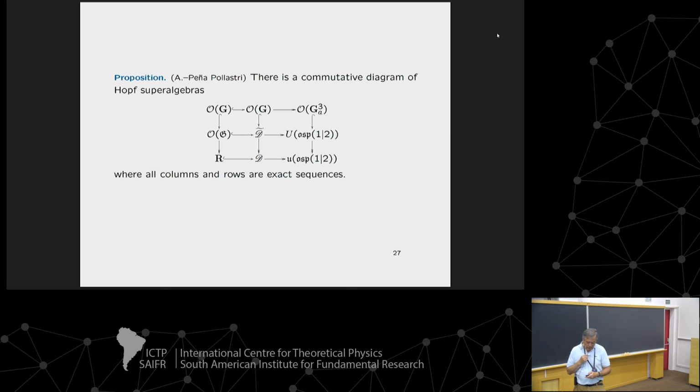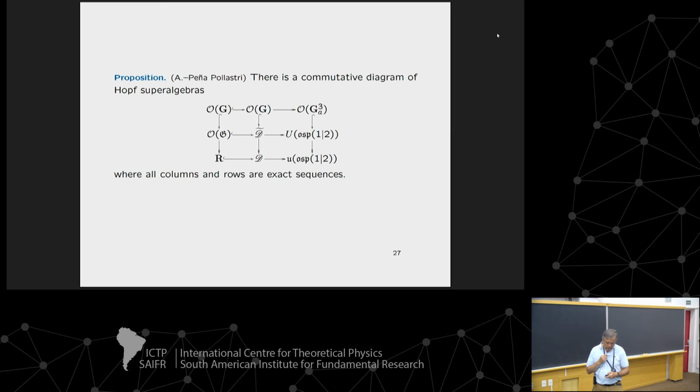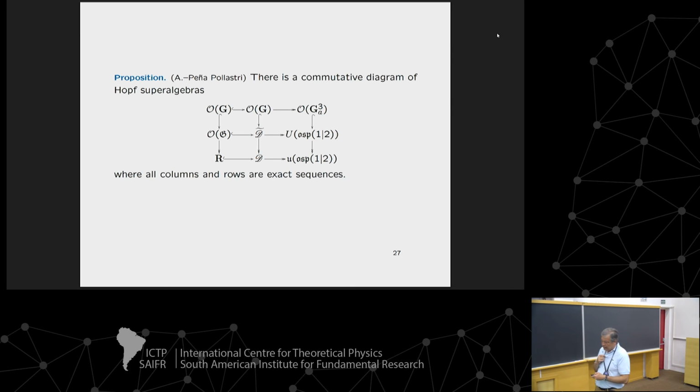And again, there is a 9-term diagram where all columns and rows are exact. I don't want to enter into detail on this because it's already too technical, but here on the bottom we have the exact sequence I described before. It turns out that this D comes from a bigger Hopf superalgebra, D tilde. In the same way as before, you just take out the powers.